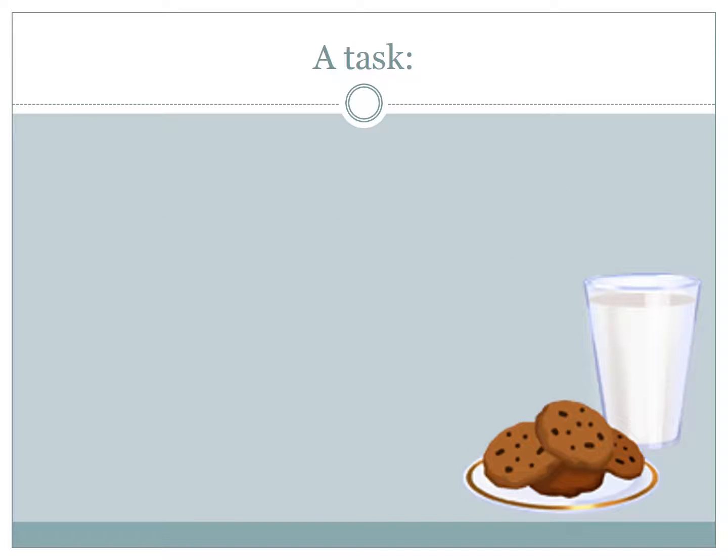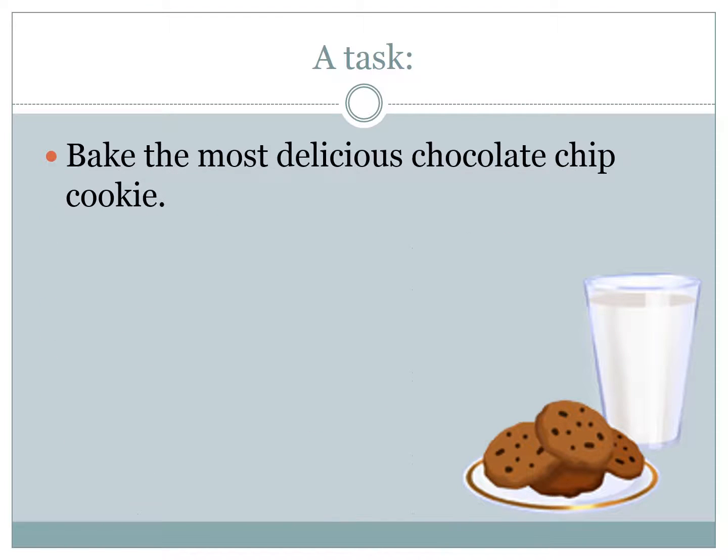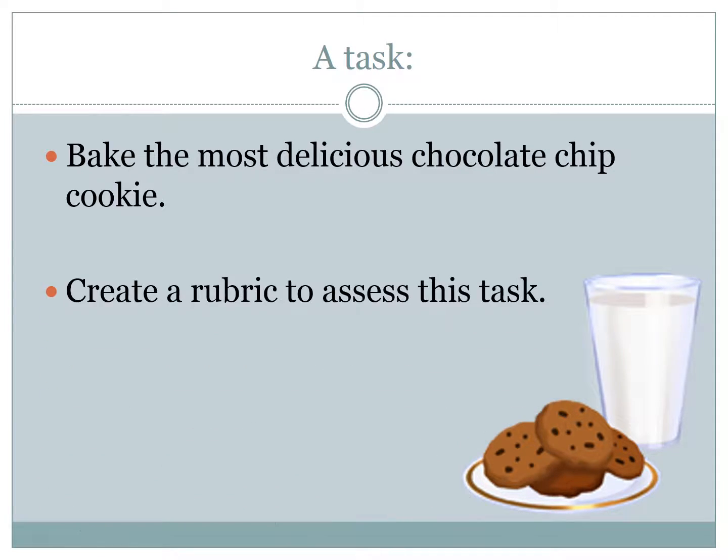Let's take a look at another rubric. Let's say the performance task is to bake the most delicious chocolate chip cookie in the world. Well, that's very subjective, so you're going to have to think about how would you score that. And so we're going to try to create a rubric to assess this task.